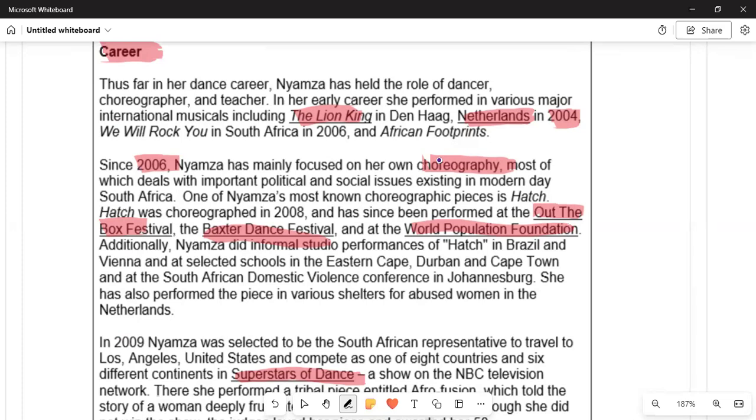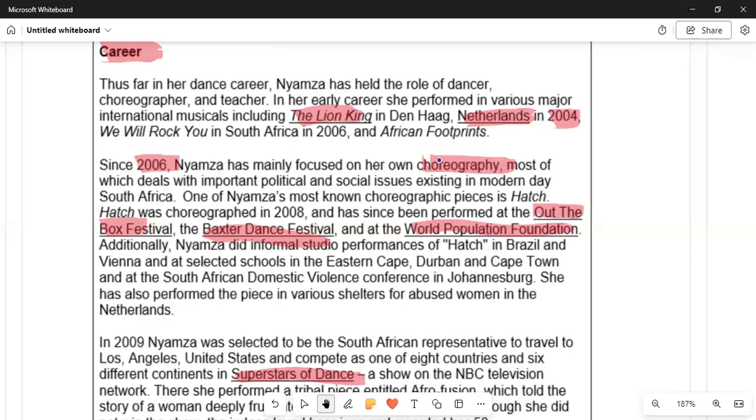In 2006, Nyamza choreographed Hatched, which deals with important political and social issues existing in modern South Africa. One of Nyamza's most notable choreographed pieces is Hatched. Hatched was performed at the Out of the Box Festival, the Dance Festival, and the World Population Foundation. So you can see that her work went global.